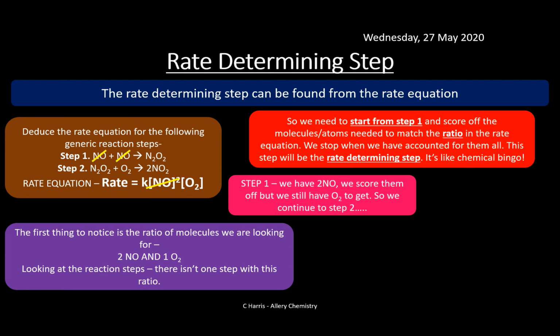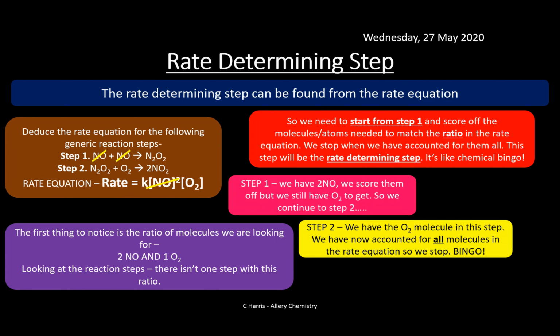So then we need to keep going, because we need an oxygen. We haven't got an oxygen yet. So in step 2, we have the oxygen molecule. There we are in step 2, as you can see there. There's the oxygen. So we have that in step 2. We've now accounted for all our molecules, so that is when you shout bingo.